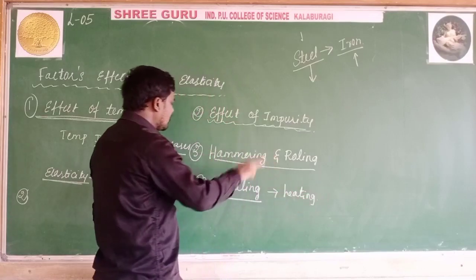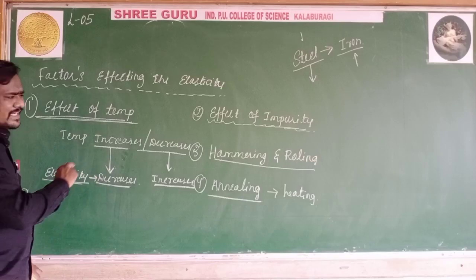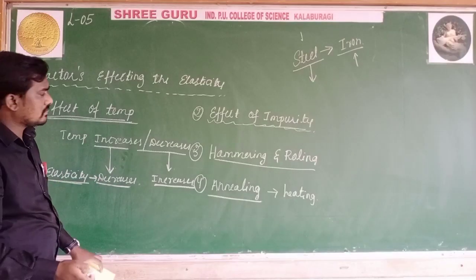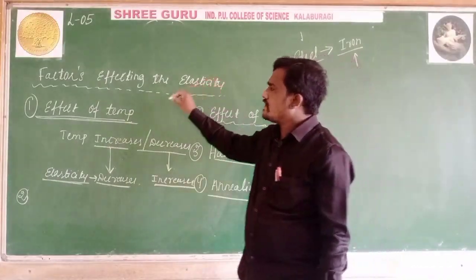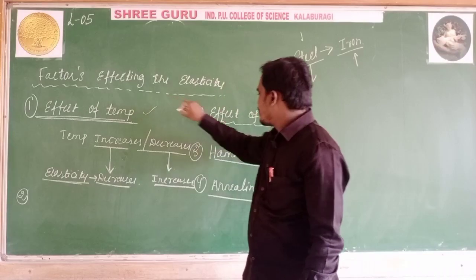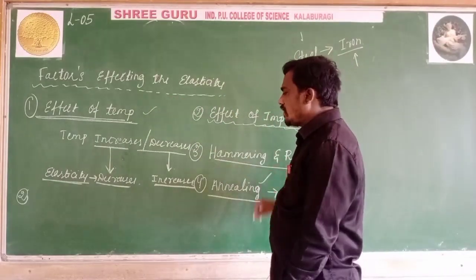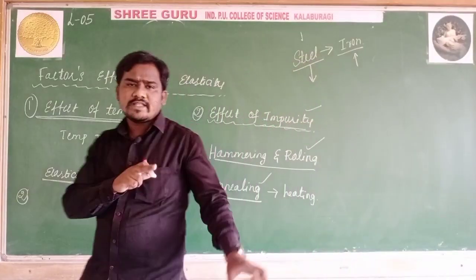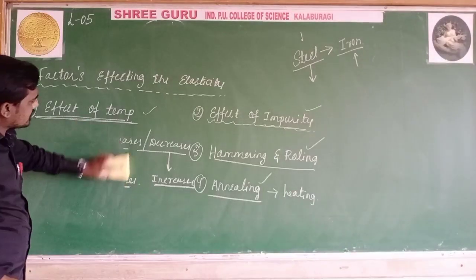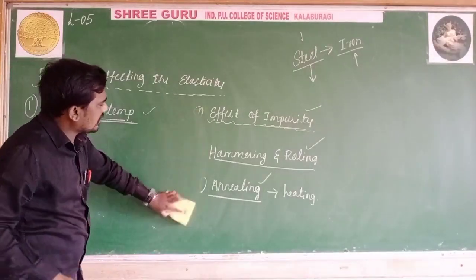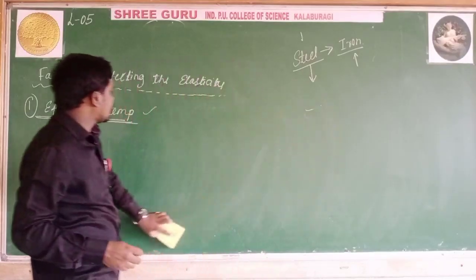Just keep in your mind that these are the factors which affect elasticity, and in detail it is not so important. Just keep in mind the factors which affect it. The first is temperature, second is impurity, third is hammering and rolling, fourth is annealing. Just keep in your mind these headings only. In detail it is not necessary, and it is also not mentioned in your syllabus.